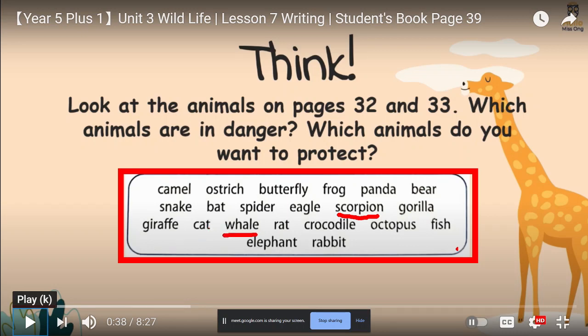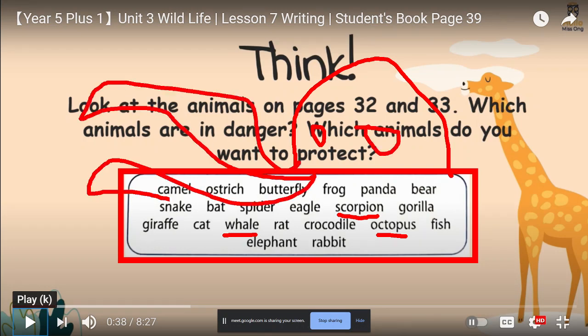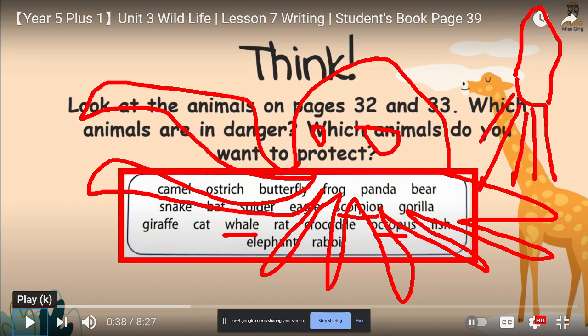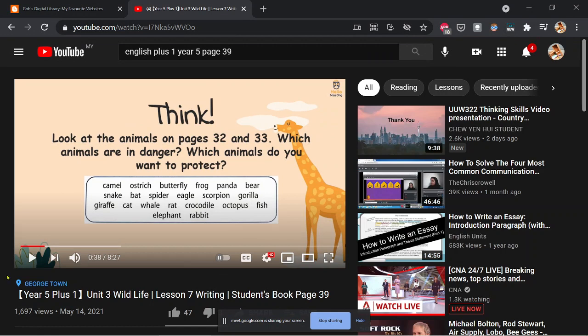You know what it means by whale? Whale is the biggest mammal on earth. Because it lives in the sea. In Malay called paus. Rat, crocodile, octopus. Octopus is sotong kurita with eight legs. 1, 2, 3, 4, 5, 6, 7, 8. This is called octopus. This is called squid. It is different. It has 8 legs too. Squid is sotong biasa. This is sotong kurita, octopus. Fish, elephant, rabbit.